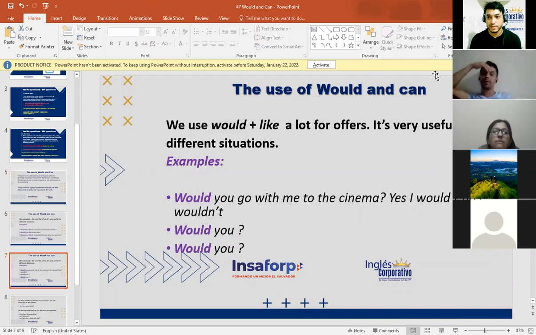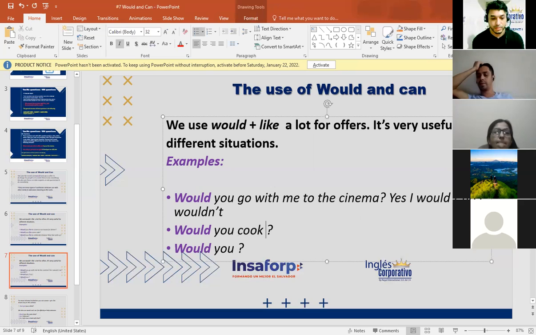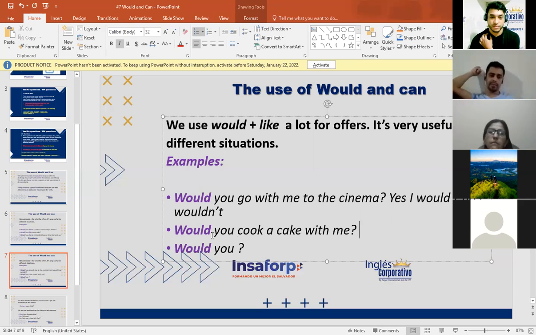Another example can be, would you cook a cake with me? Yes, that's another example. Will you cook a cake with me? And it can be yes or it can be no. Remember, that is an offer. Es una oferta o una invitación.